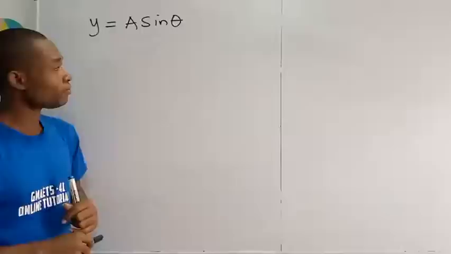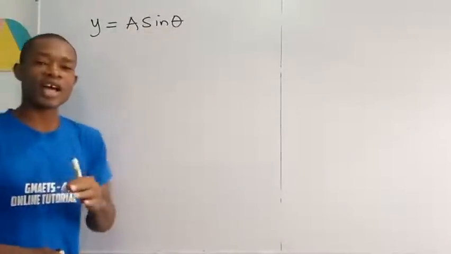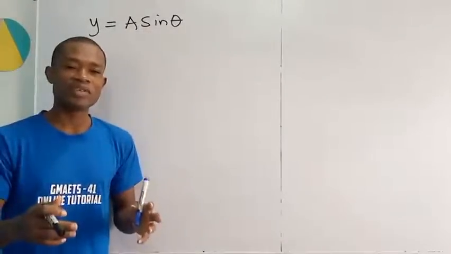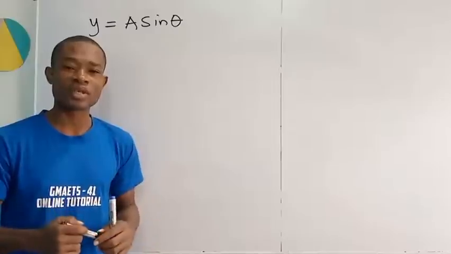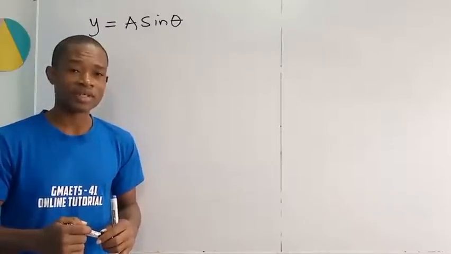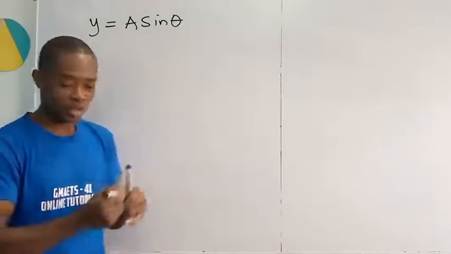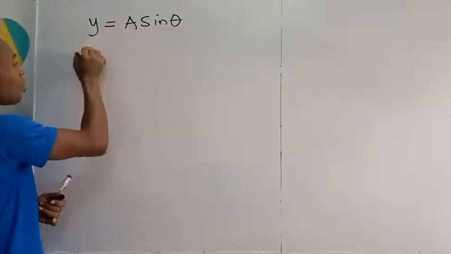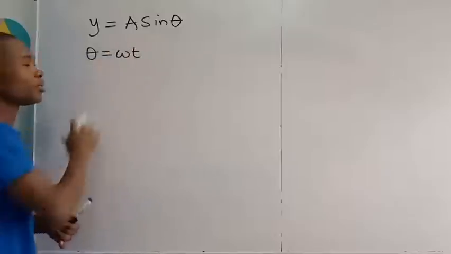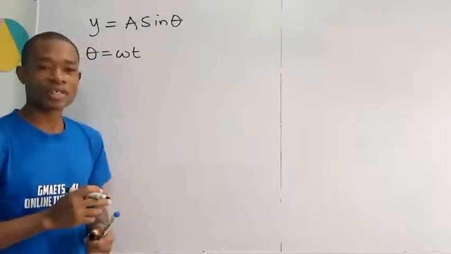Now let us move on. So this theta, or phase angle, has a formula related to the angular frequency and the time it takes as the wave is traveling. In circular motion, we obtain that theta is equal to omega t. This formula was established in our previous class.